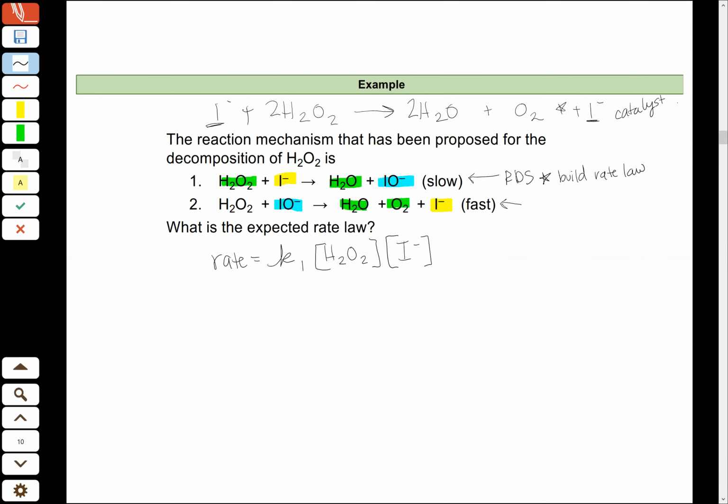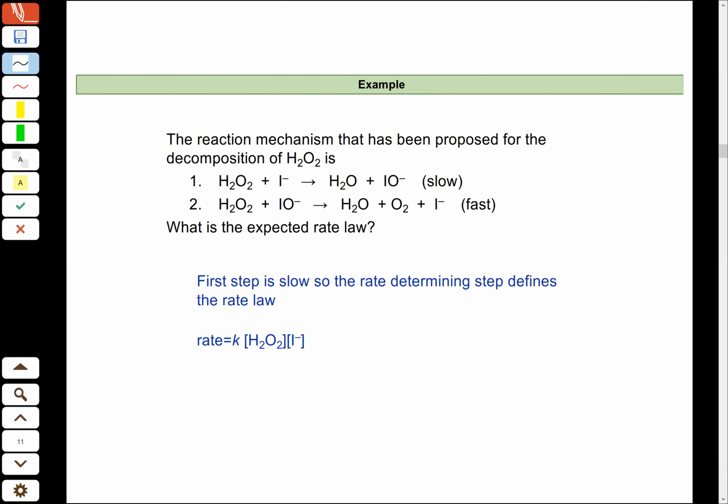All right, but for our first step, our slow step, our overall rate law is going to just be dependent on that first step right here. So for those following along, here is what we just came up with. With the slow step as the first step, things are usually a little bit simpler.